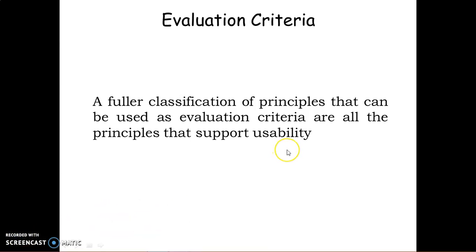A fuller classification of principles that can be used as evaluation criteria includes all the principles that support usability. We've already learned the various principles which are concerned with usability. For example, learnability, robustness, and so on. Flexibility is also one of them.